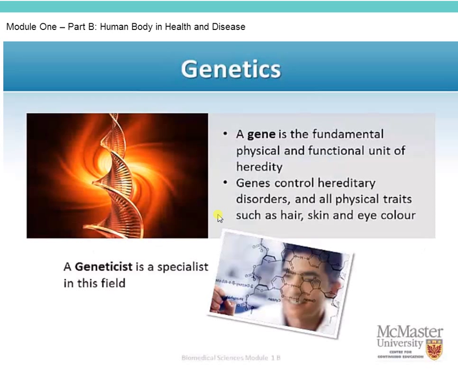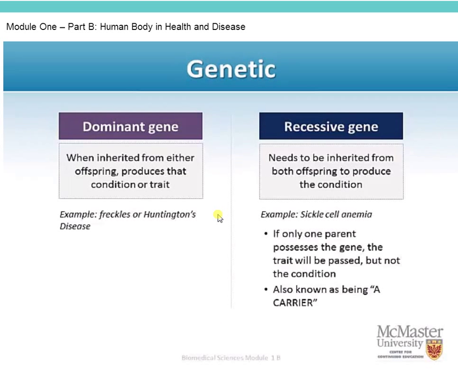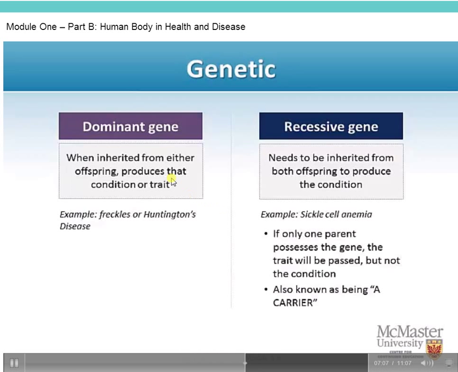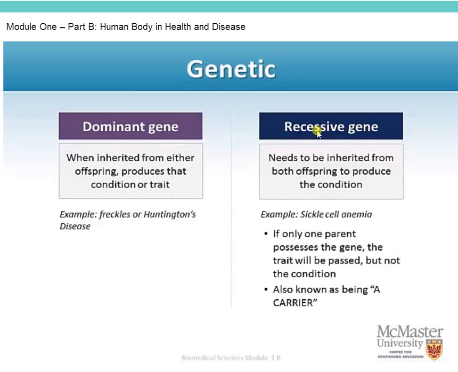A gene is the fundamental physical and functional unit of heredity. They control our hereditary disorders and all physical traits, such as your hair, skin, and eye color. Dominant genes produce a condition or trait when inherited from either parent. In a recessive gene, it would need to be inherited from both parents in order to produce the condition.